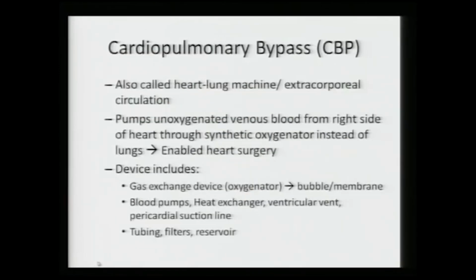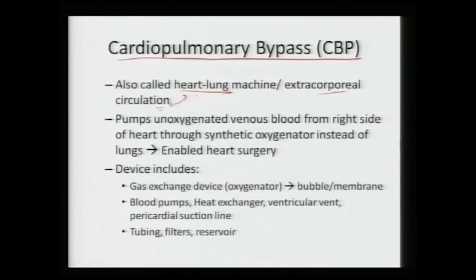Again, there is a second application, which is cardiopulmonary bypass. It is also called the heart-lung machine, or extracorporeal circulation. That is basically required because we want to exchange oxygen when the heart has been disabled. So that basically results from replacing or improving the functionality of the heart.